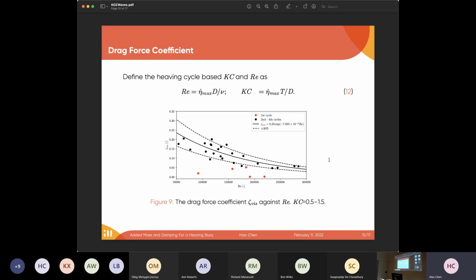And we found that apparently the first cycle KC here is irrelevant to Re. That is because the first cycle is probably still dominated by the potential effects, so you see that the KC here is fairly small. But from the second to fourth cycles, we observe a trend, and we describe the trend as an exponential decay. Most of the data falls within plus or minus 30% of this exponential decay.